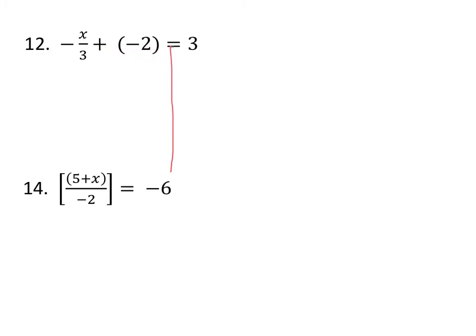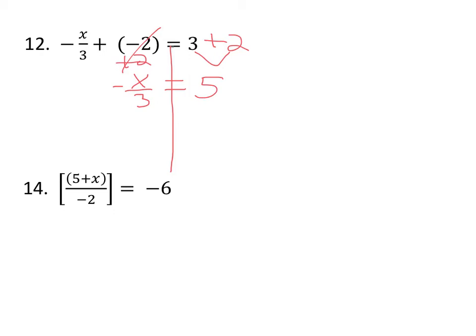Now, here's one little tricky thing. If you're adding negative 2, it's the same thing as subtracting 2. So you're going to add 2 to this. Because negative 2 plus 2 is 0. And then add 2 to that side. So you're going to be left with negative x over 3. And then 3 plus 2 is 5.